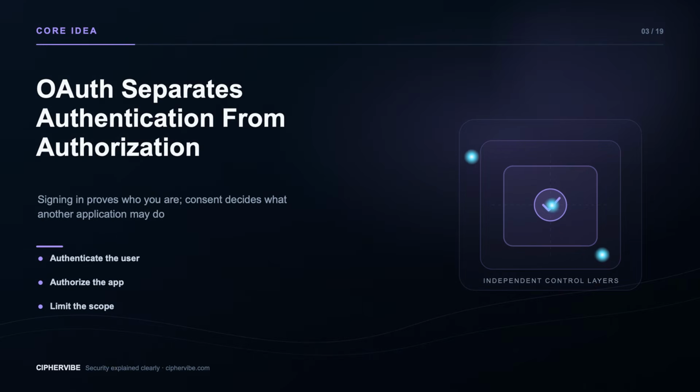OAuth lets a user authorize an application to access specific resources without giving that application the user's password. Authentication answers who the user is. Consent authorizes what the application may access on the user's behalf. Attackers exploit confusion between those two separate decisions.